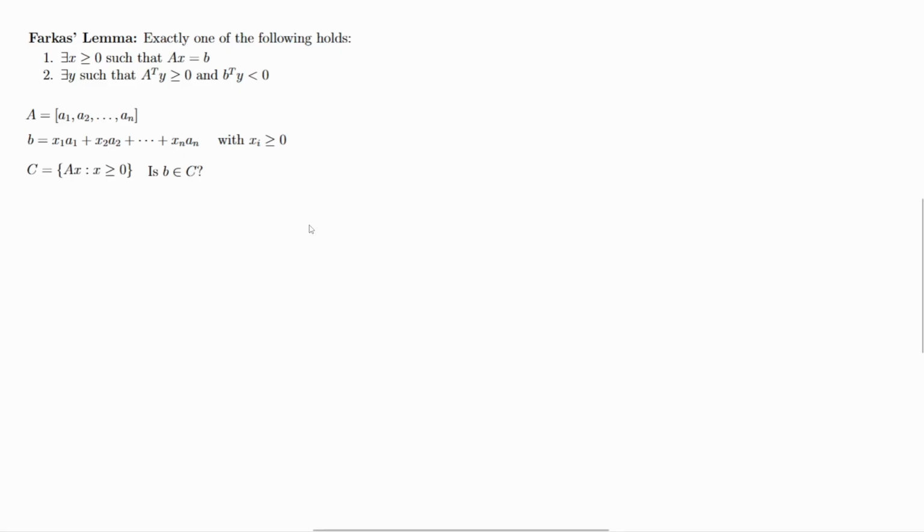So let's call C this set of vectors generated by the columns of the matrix A. And so we simply ask, is b in this set as well? So there are two worlds. Either b is in the set C or b is not in the set C. We claim that if b is outside the set C, then we can separate C and b with a hyperplane.